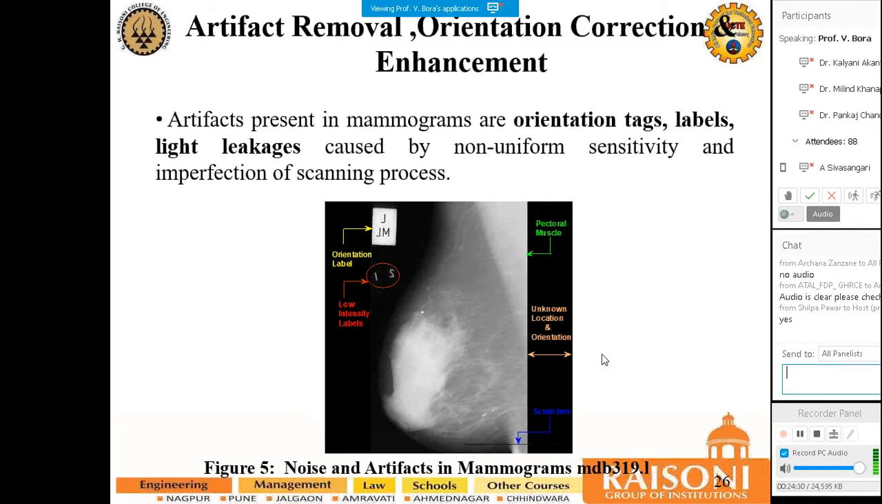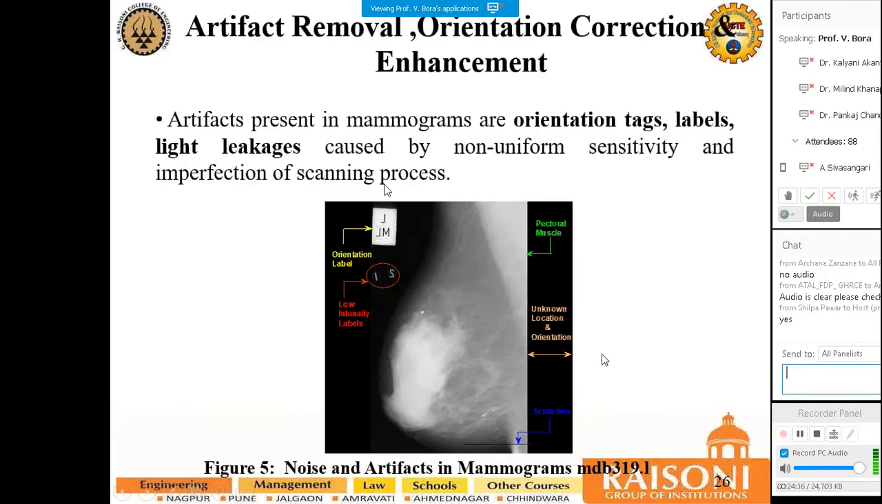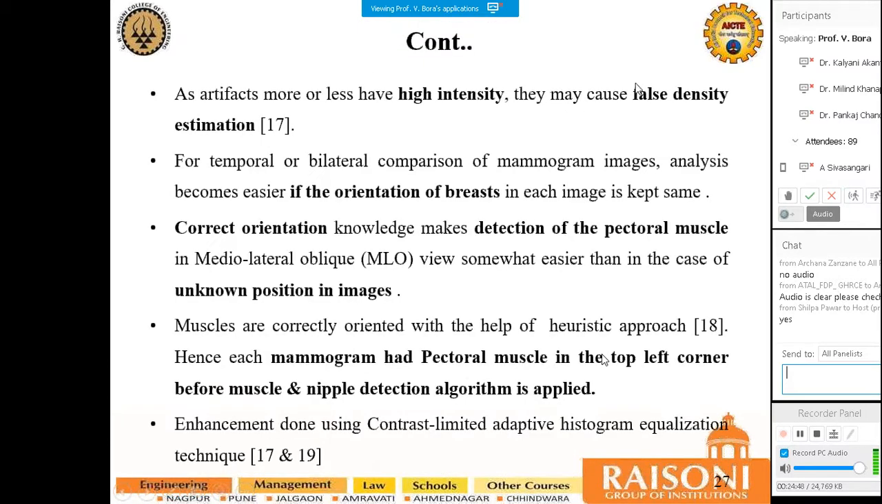So what is the need actually? Artifacts are basically of high density. Like here, this label is of high density. If it is not removed, it will also get segmented along with the mass. So it will cause error in density and quantification. High density will cause a positive overestimation. So that's why it's very important to remove the artifact.